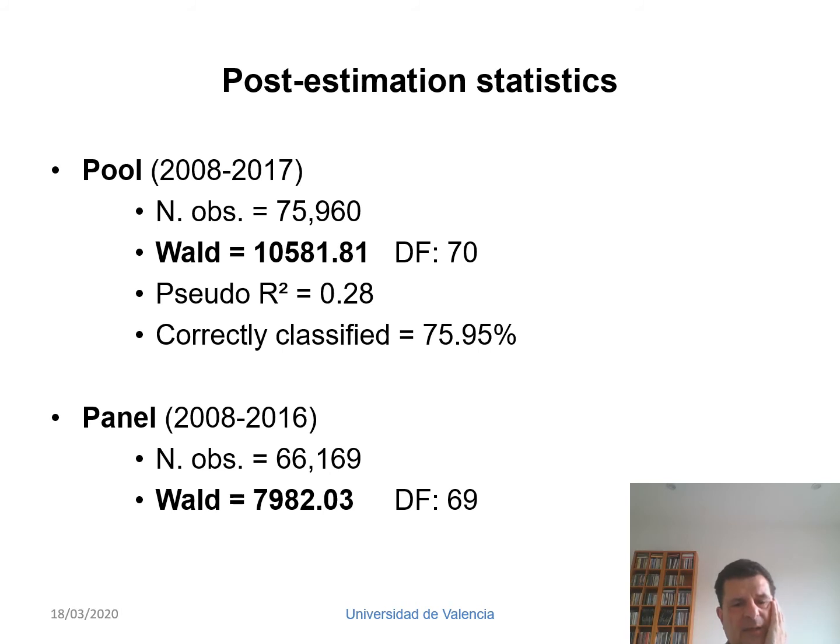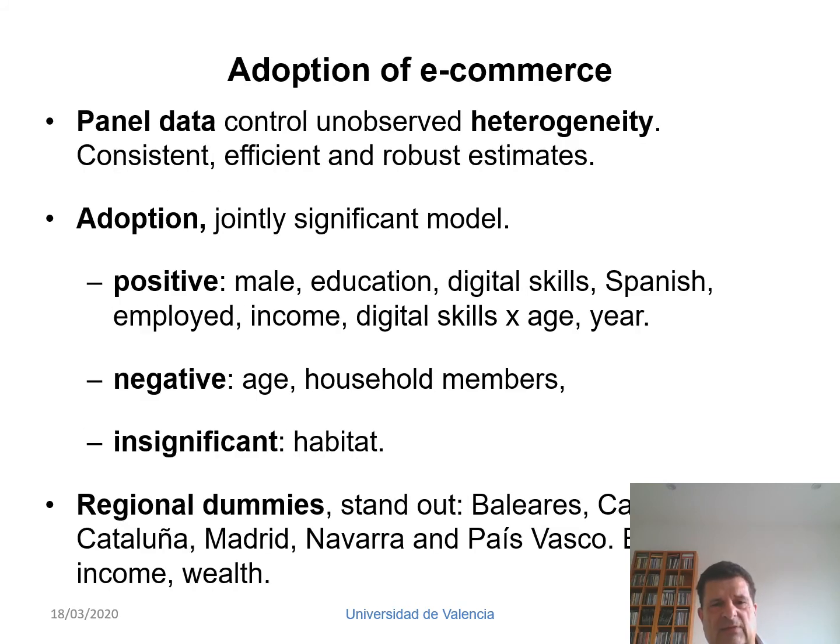Then the panel, which you may be more familiar with. We have a number of observations which is smaller than before because we don't have data for 2017 in this particular paper. And the Wald test is also very high, it's 7,900. And the degrees of freedom is very similar, just one less because of the constant. Okay, so let's see now what we obtain in terms of qualitative results.